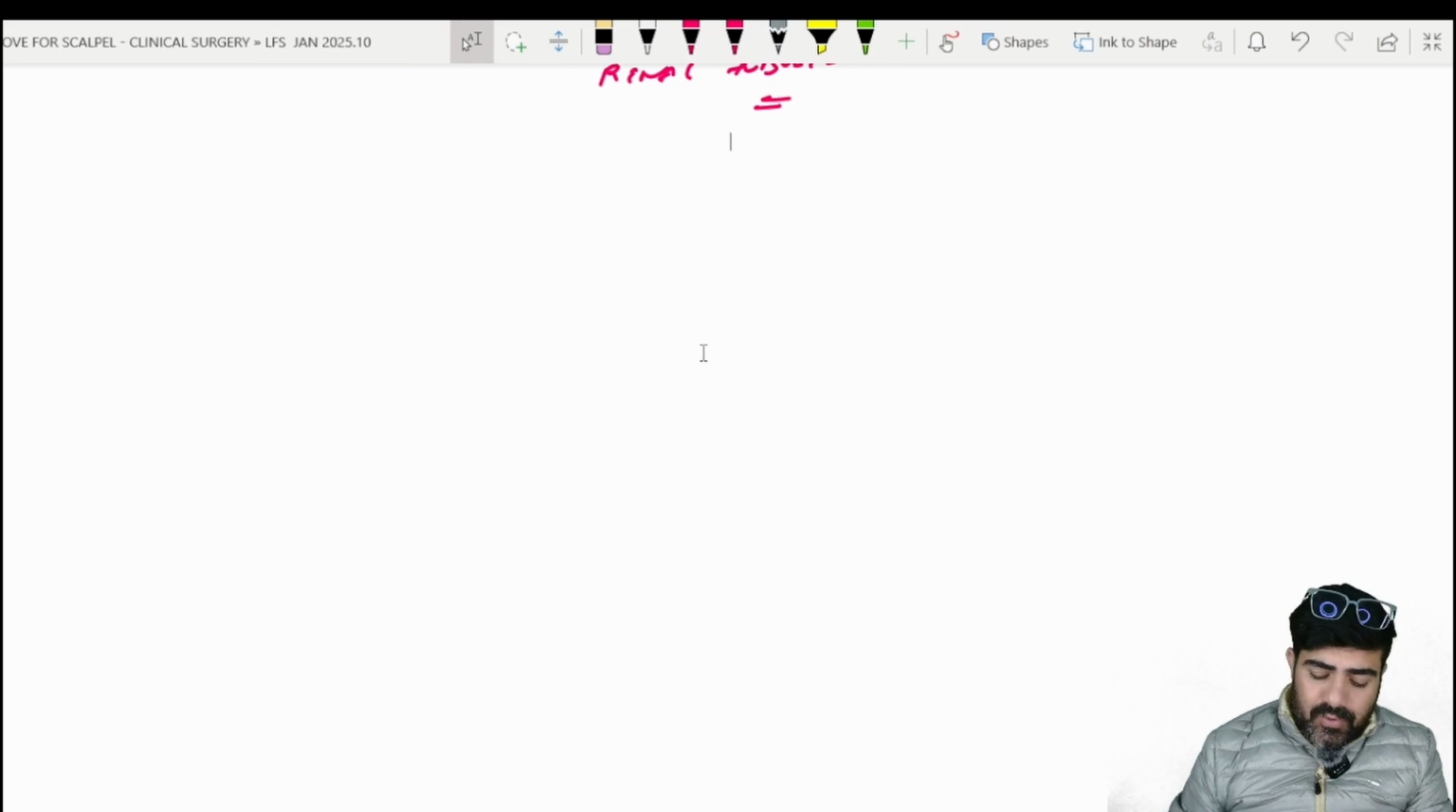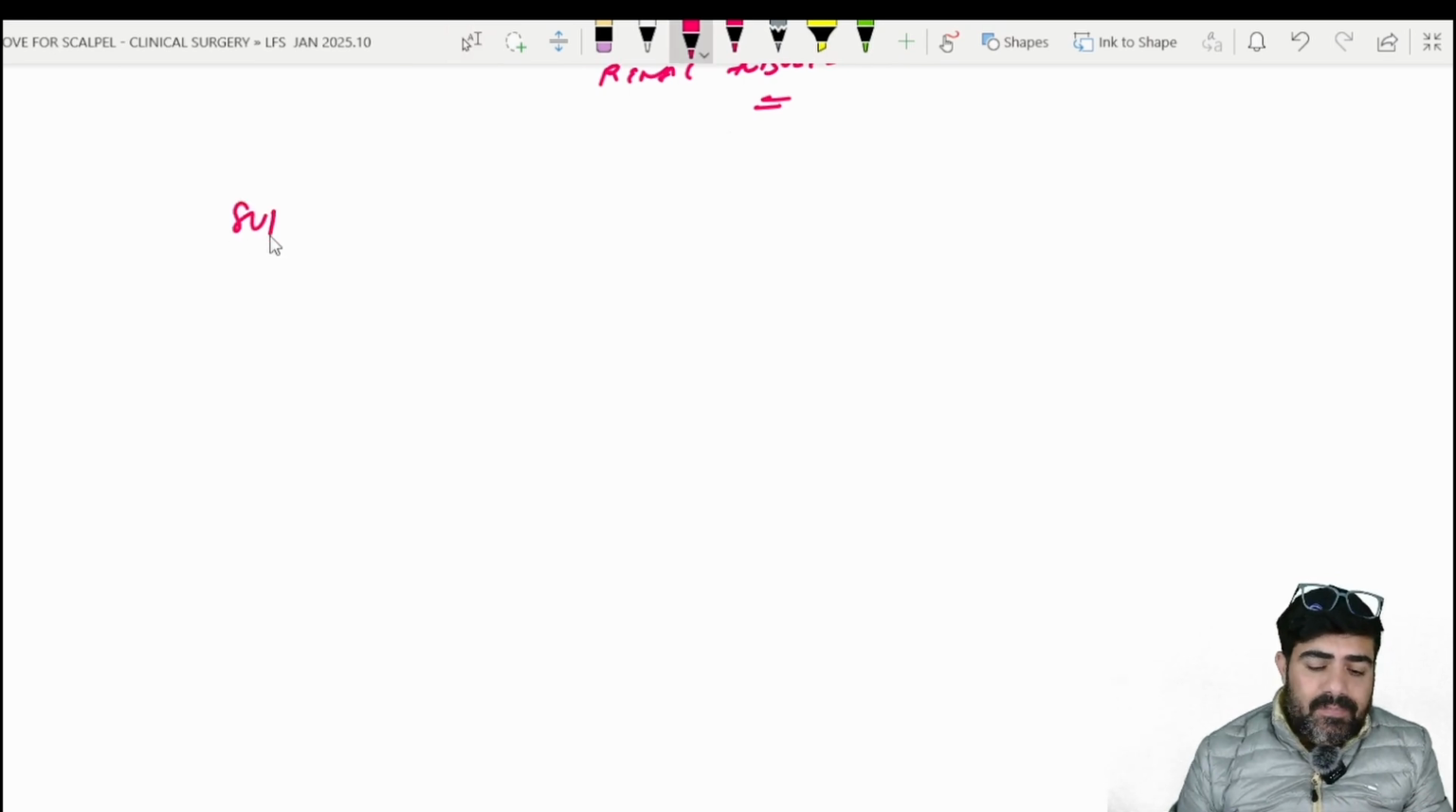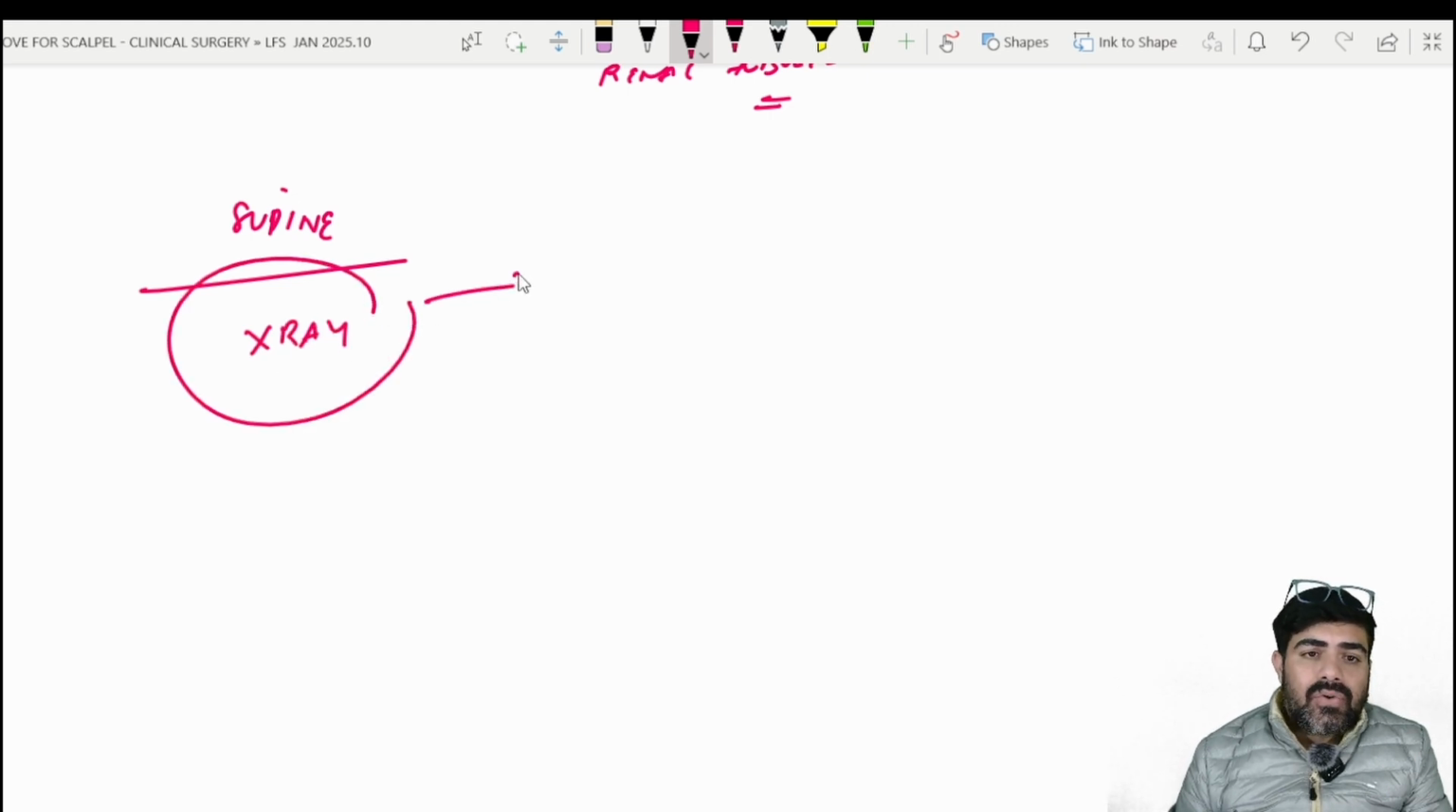Okay, so how is the patient placed? The patient is placed in supine position first, and a scout film, an X-ray, is taken to look for calcification, any stone, or any other pathology. After that, contrast is given as I explained.